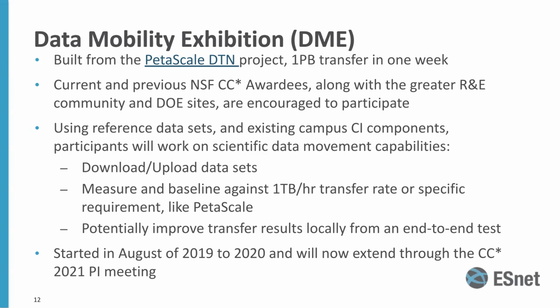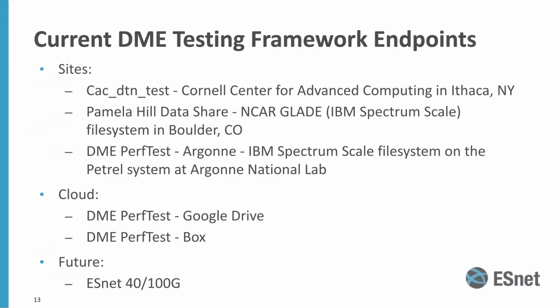So the current locations of the DME endpoints: there's one in New York at Cornell, there's one at NCAR in Colorado, and there's one at Argonne National Lab there. There's also a few DME cloud connectors for Google Drive and Box. And then ESnet has some 40 and 100 gig nodes. We're in the middle of ESnet's upgrade, so we're repurposing some of those nodes to a few locations. We have a number of other nodes we're looking at, but we're running into some supply and logistical issues getting those ordered and delivered. So we'll have 2 nodes deployed shortly to be able to add into this as well.